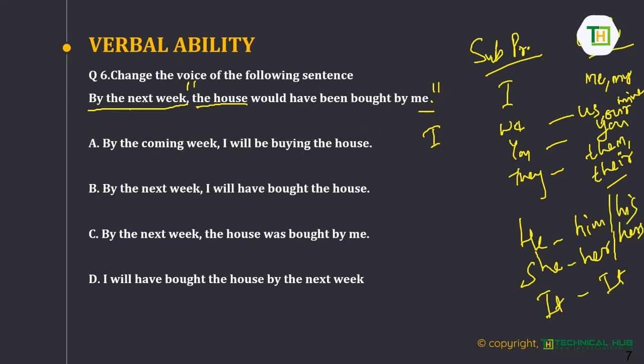So let us see. The first part is the same for all the four sentences. You don't bother about the first part, you leave that. And let us see how many sentences have started with I. Here there is no I, so this one we can eliminate. Then, I will have bought the house by the next week. So here also, I will have bought the house.